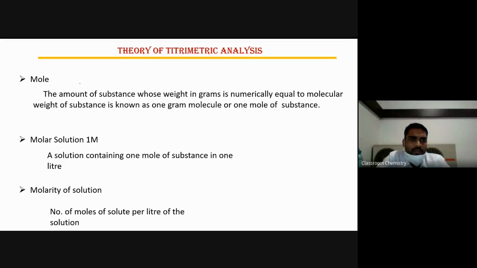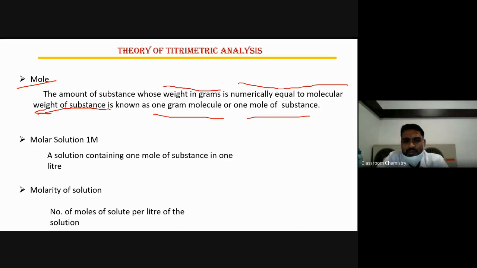Then we go to the next point, that is mole. What is mole? The amount of substance. See the definition: the amount of substance whose weight in grams is numerically equal to its molecular weight is known as 1 gram molecule or 1 mole of substance. In simple words, the amount of substance whose weight in grams is numerically equal to its molecular weight is known as 1 mole of substance.